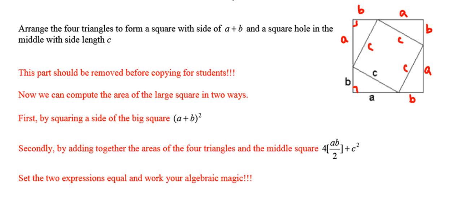So what we've done is we've created a square where the length of one side of the square is going to be A plus B. Notice this says this part should be removed before copying for students. That's my faux pas. But at any rate, I'm going to walk this through with you. We can figure out the area of the large square.